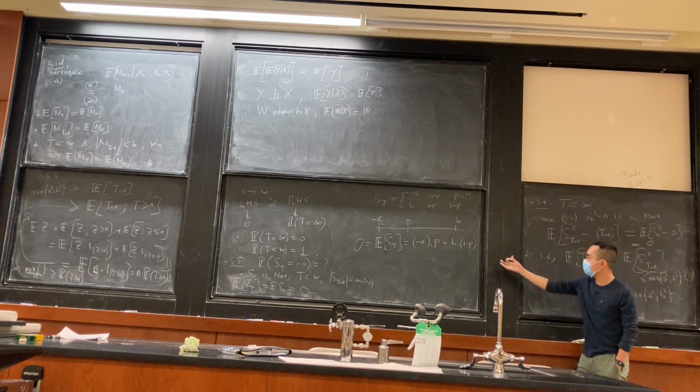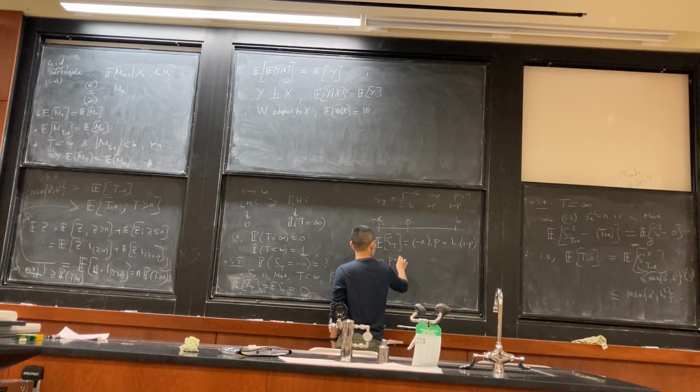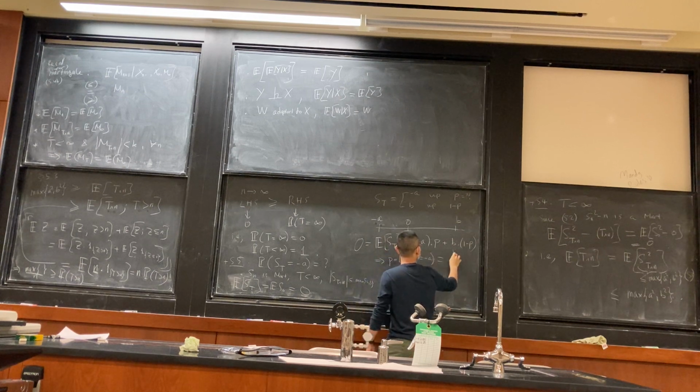And so now you can solve by algebra. By algebra, P, which is the probability that S_T is negative a, is just b over a plus b.